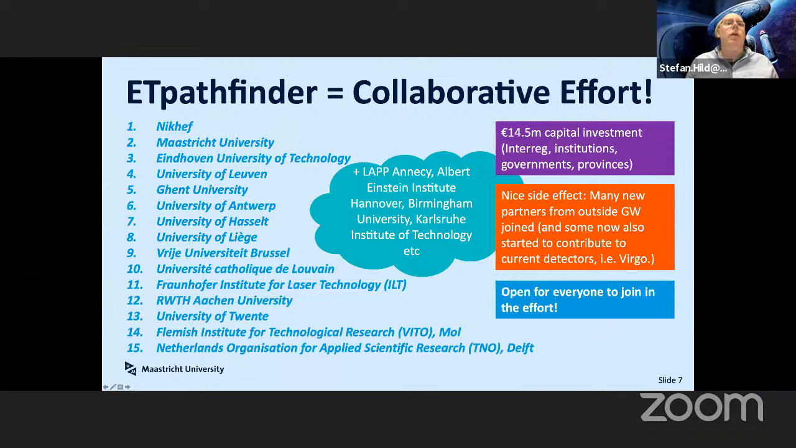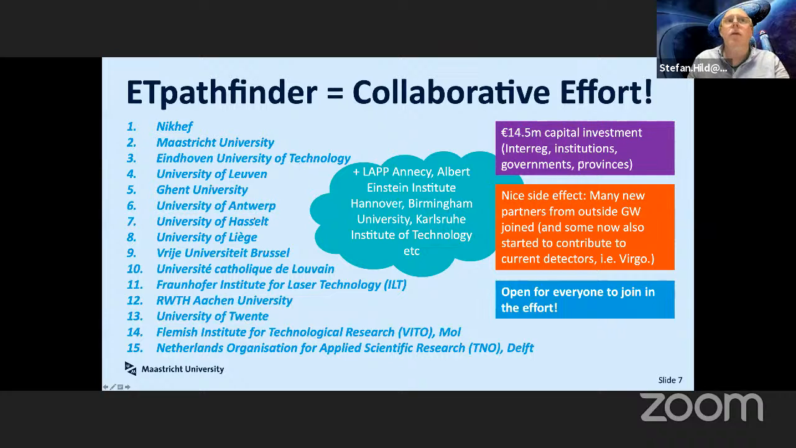As I mentioned at the top, this was started by 15 universities and research institutes from the Netherlands, Belgium, and Germany. We got a grant of 14.5 million, about 4 million from Europe, and the rest is from governments and institutions, co-funding. And a nice side effect, if you look at the list of these institutions, is that many of them are powerhouses in particle physics who have now partly swapped over to gravitational waves. So it's actually quite nice.